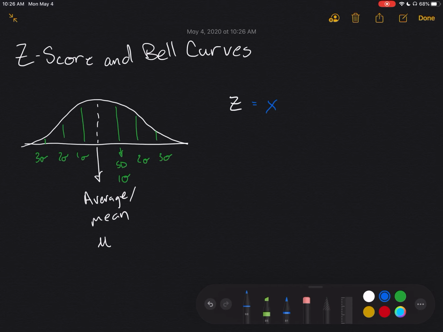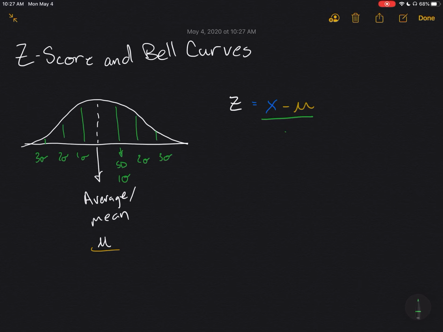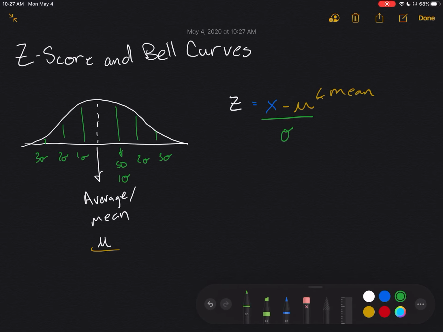Next, we will subtract away the mean. We'll use yellow for the mean. Recall that for the mean, we're going to use mu because that's what you would potentially see later on. But when you see mu, just think average, think mean. So I'm taking x, I'm subtracting the mean, and then to standardize it, I divide by whatever my standard deviation is. So that's mean and standard deviation.